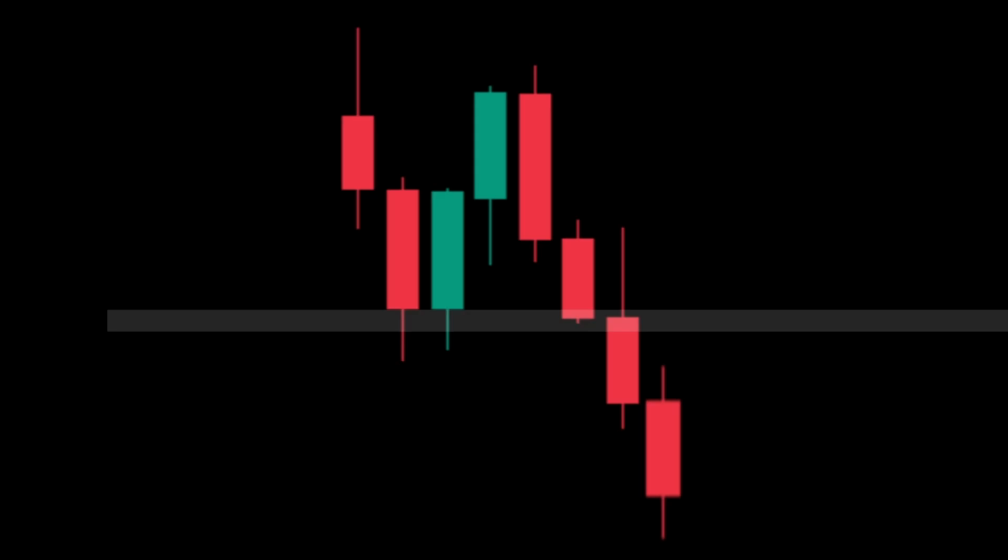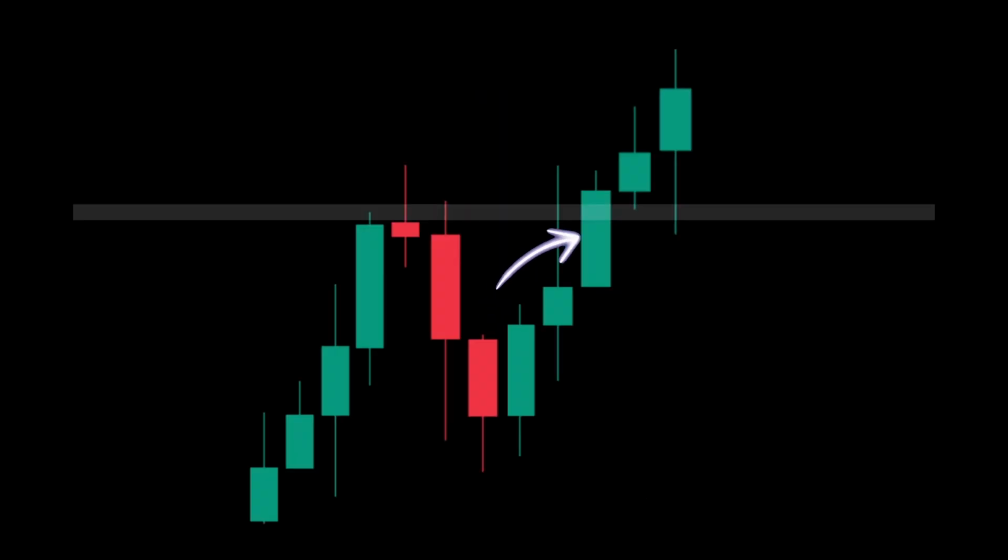Confirmation for taking trades at key zones. Alright, you've spotted a high volume candle at a key zone. But how do you know it's safe to trade? That's where confirmation comes in. Here are 3 ways to confirm your trade. 1. Candlestick patterns. Look for reversal patterns like engulfing candles or pin bars at your key zone.